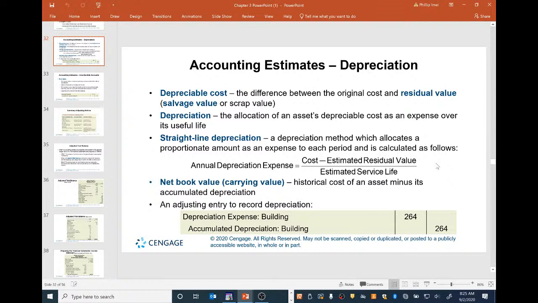Okay, net book value or carrying value. This is going to be the historical cost of an asset minus its accumulated depreciation, right? So what is the accumulated depreciation account again? How do we build that account? How does that happen? You can see the adjusting entry at the bottom. That's the answer. That's how that accumulated depreciation becomes built, right?